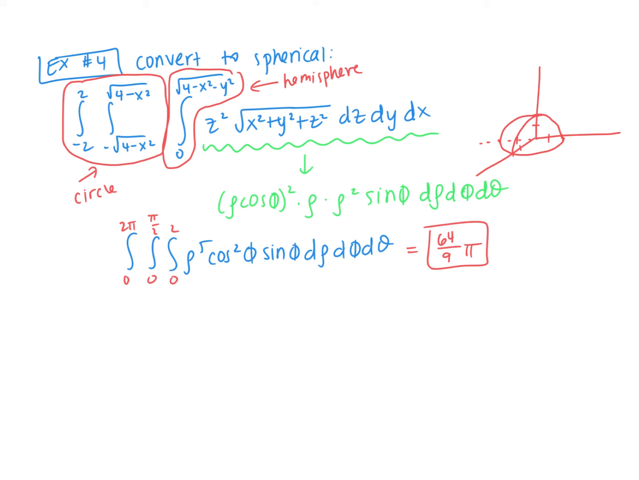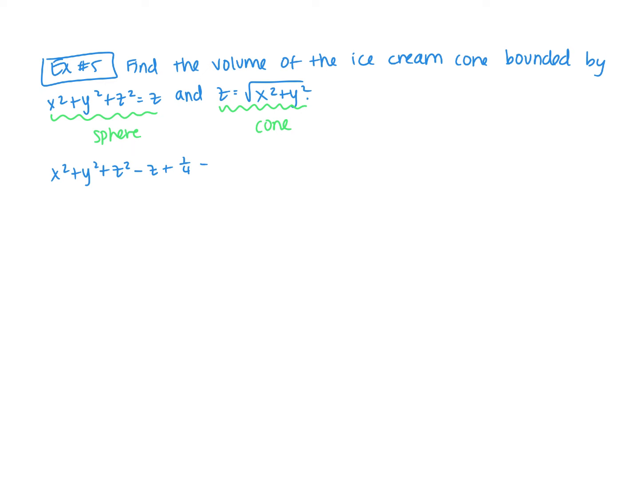So if we want to discuss that sphere first, if we want to decide or figure out more about it, we're going to have to complete the square. So I have to add 1/4 to both sides, which gives me x squared plus y squared plus z minus 1/2 squared.